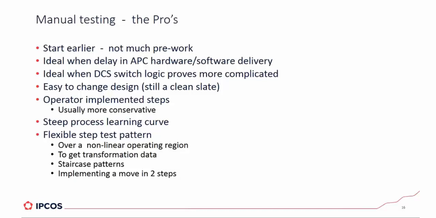In some cases, we need to get the required process response by making two steps after one another. It could be that, for example, we are looking for a product quality response, for which we need to make a big step, but because of some level that runs over, or a valve that goes to saturation, we cannot implement the step in one go. So we have to do it in two steps. And this is typically much easier done by implementing manual steps.